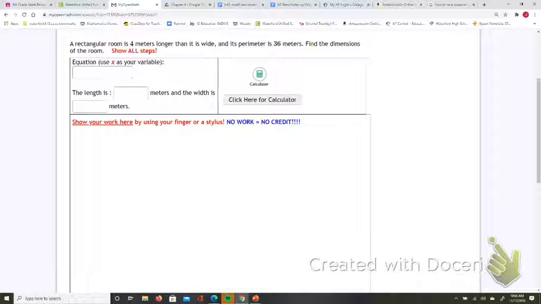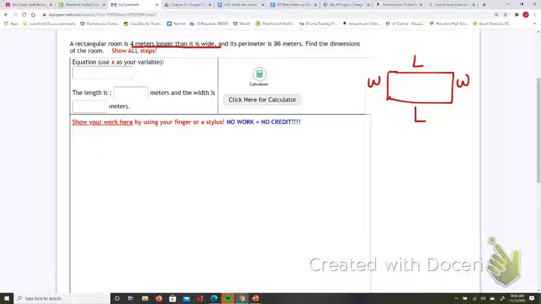of a rectangle. So in this case, it says a rectangular room is 4 meters longer than it is wide. Okay, it's longer than it is wide. So if you draw a rectangle, the width is going to be the short side and the length is going to be the long side. We always want to start with the shorter side. So we start with W.